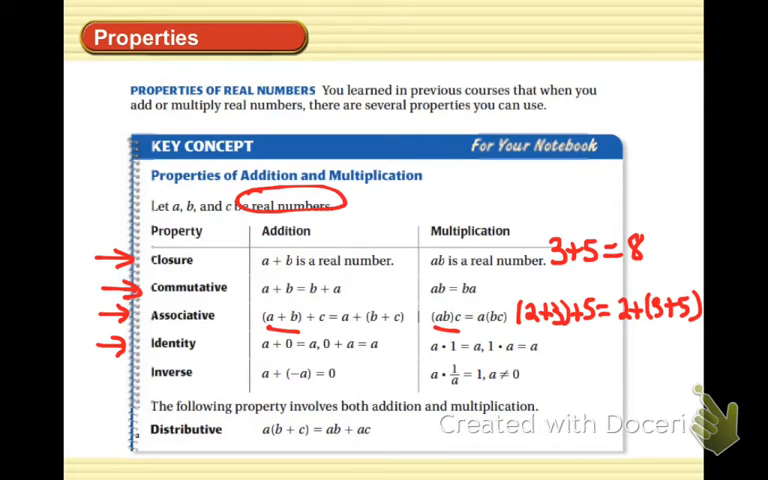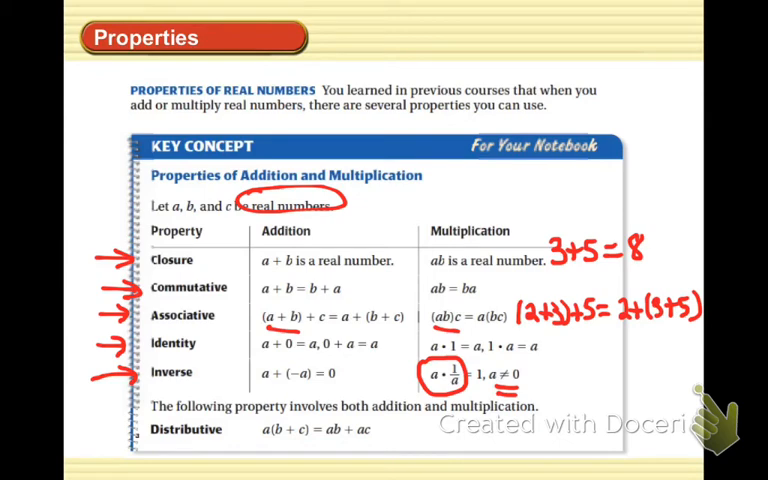And finally, the inverse is if I have a positive and we add the inverse, we're adding a negative. But for multiplication, the inverse is actually the reciprocal. And notice that the denominator a here cannot be equal to 0 because if you remember, that's undefined.